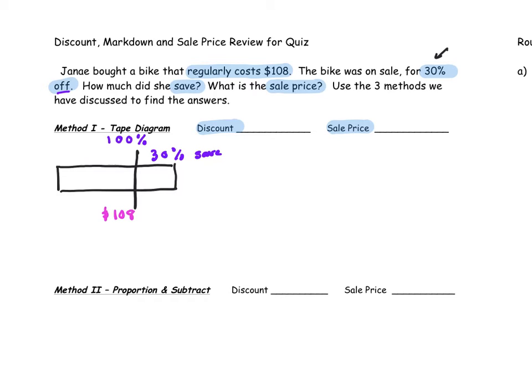And then to find the other amount, we take 100% and subtract 30, the part we cut off, and we're going to get 70. So this part of this tape diagram represents 70%, and this is the amount that we pay. So what we're trying to find is the amount of money that we're going to pay and the amount of money that we're going to save. So we're going to work with the save discount first, and this is what we're given for save.